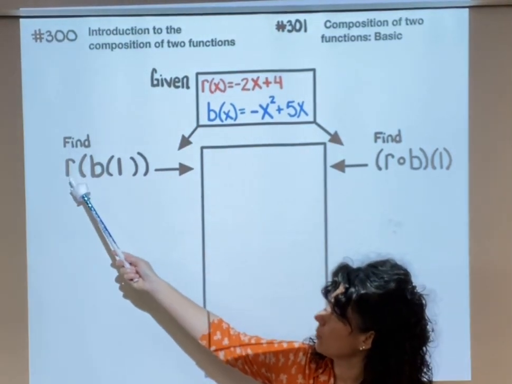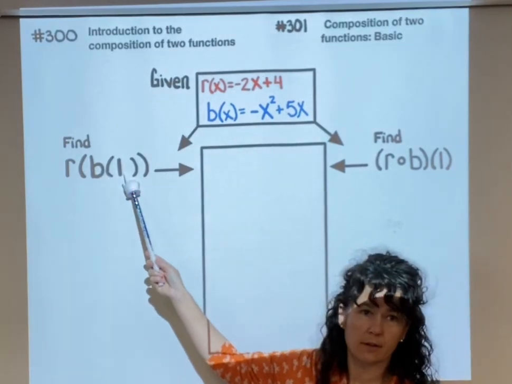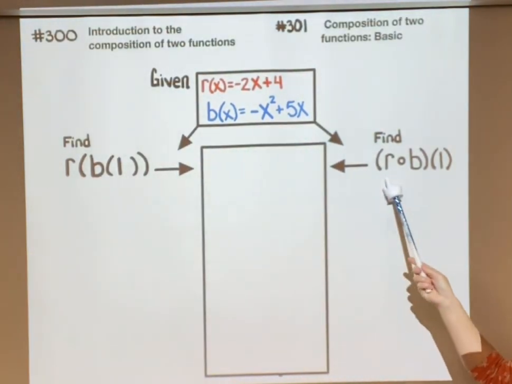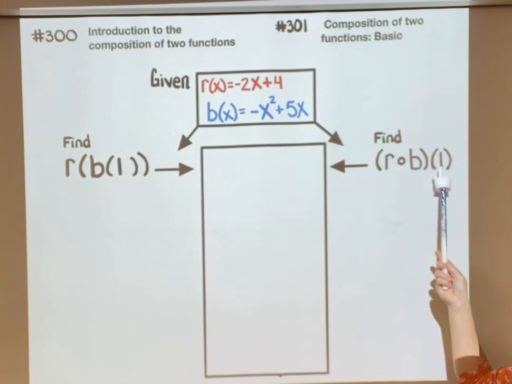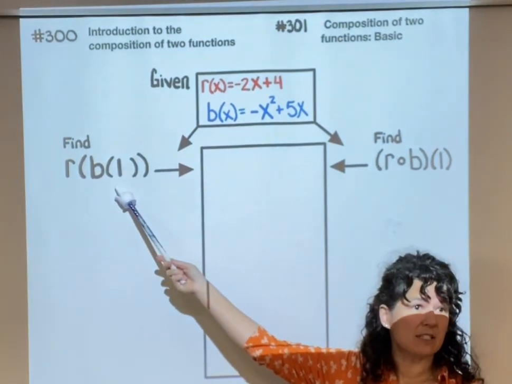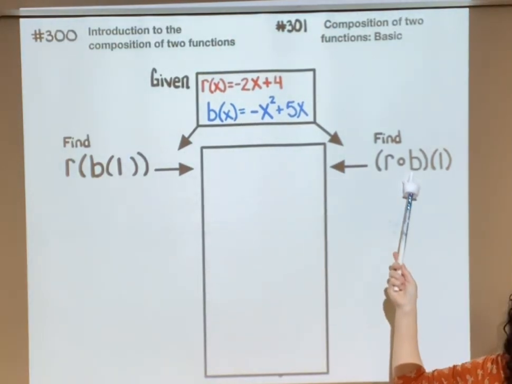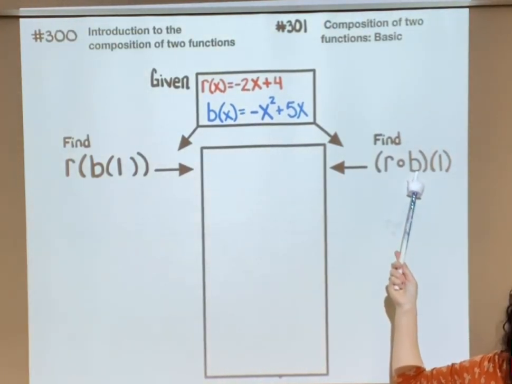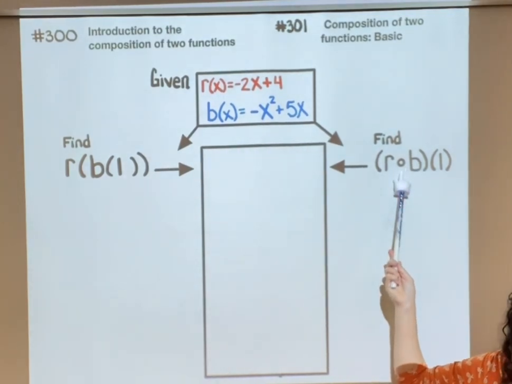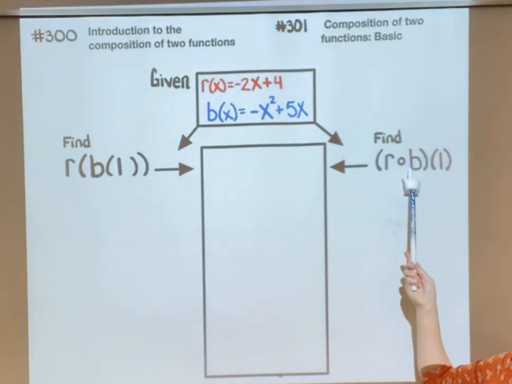In this one here, we have R of B of 1, and this says R composition B of 1. These two things mean exactly the same thing. I find this notation to be more common, and it's not a cutesy multiplication symbol, right? An open dot, it's a composition.